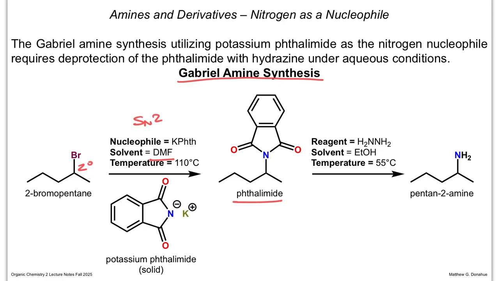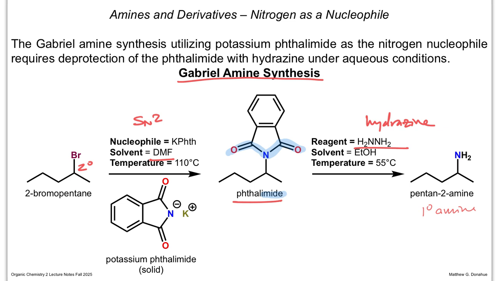So that imide I'll highlight in blue. That's that bonding pattern to give an imide. So that has to be unmasked to give the primary amine. And the reagent that does that is called hydrazine. So hydrazine and ethanol will unmask that.